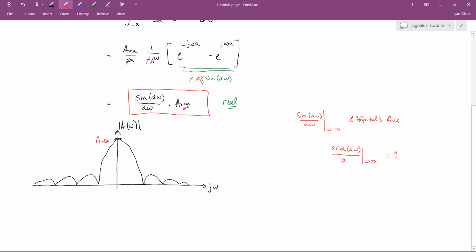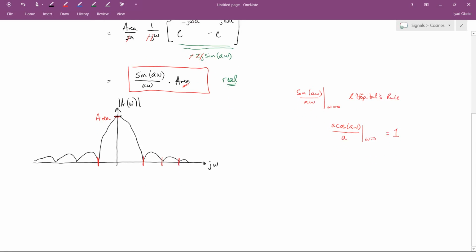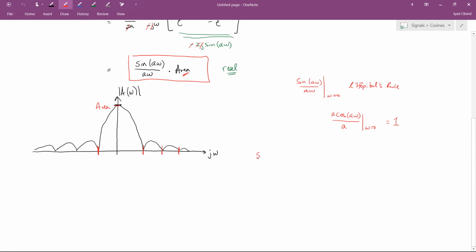The last thing that we need to work out is exactly at what frequencies these zero crossings occur. To figure that out, we know that the sinc function has to equal 0 when the numerator equals 0. That's just how all these functions work. So let's work out where sine of a omega equals 0, because if I know where sine of a omega equals 0, I'll know where the sinc function equals 0. What values of a omega are going to make the sine function equal to 0?